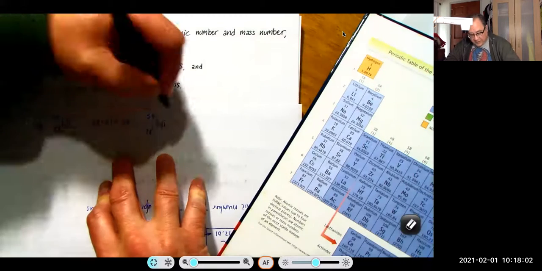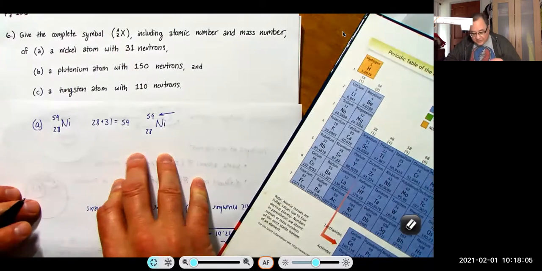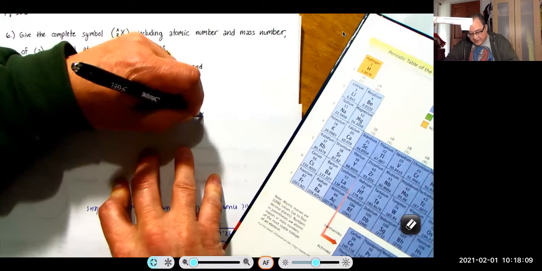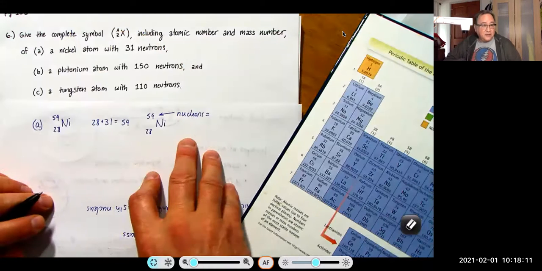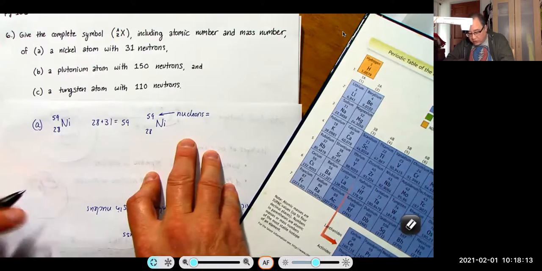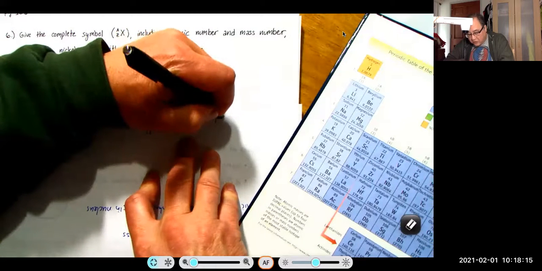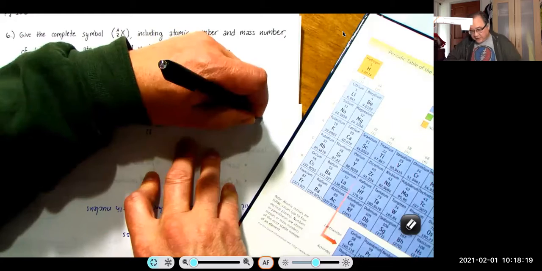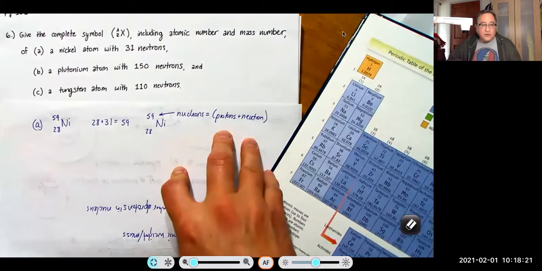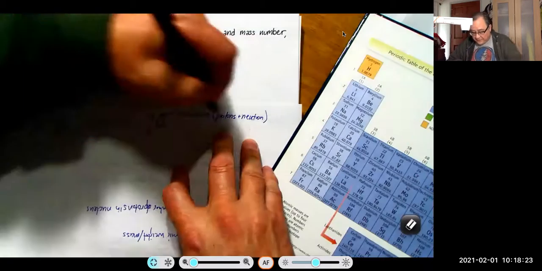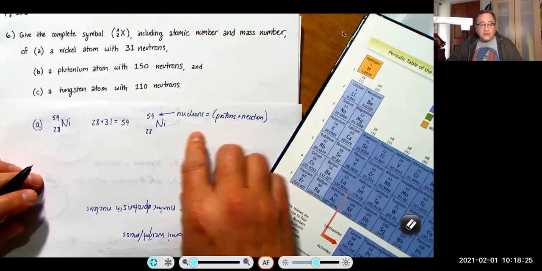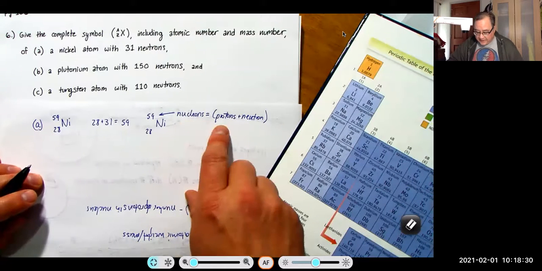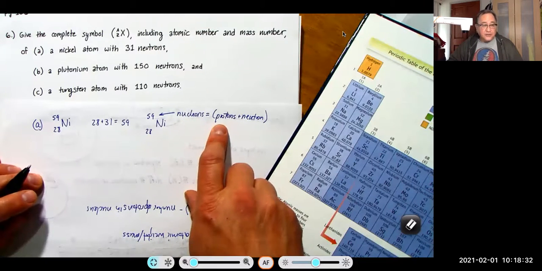And I'm going to put a little arrow there. This is the number of nucleons. Now, nucleon is a word for a proton or a neutron, just like person is a name for a female or a male. So nucleons are found in the nucleus. That's why they're called nucleons. And they're protons and neutrons.